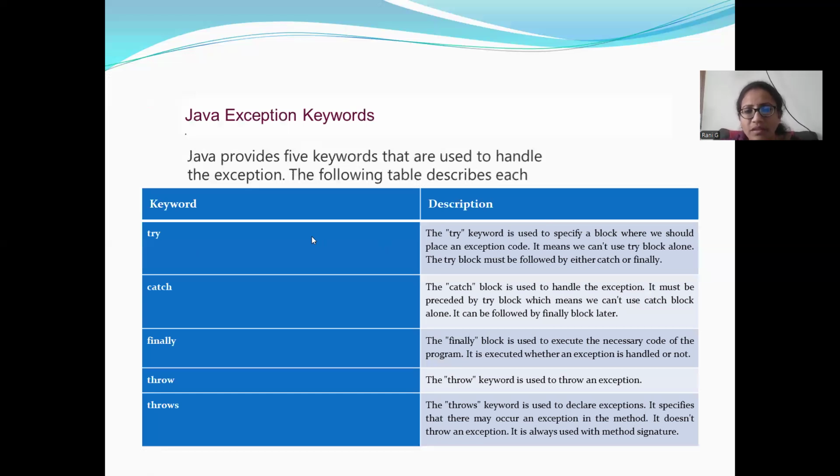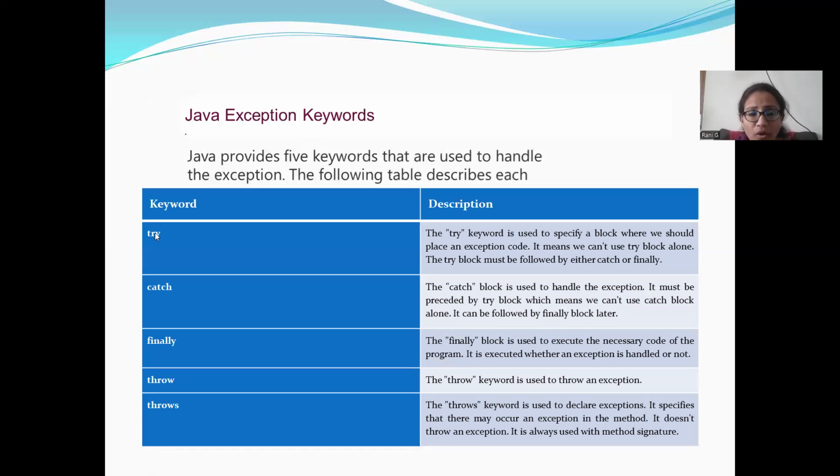So the first keyword is the try keyword. The try keyword is used to specify a block where we should place exception code. This means we can't use a try block alone. The try block must be followed by either a catch or finally block. So the try block is nothing but whatever doubtful code we have in our program, that doubtful code will be kept in the try block.